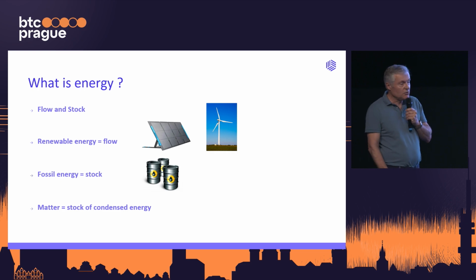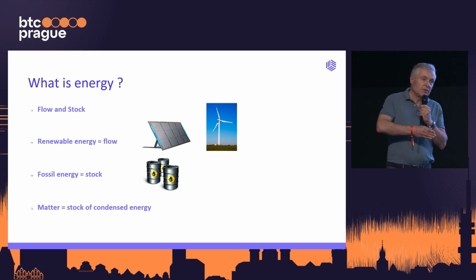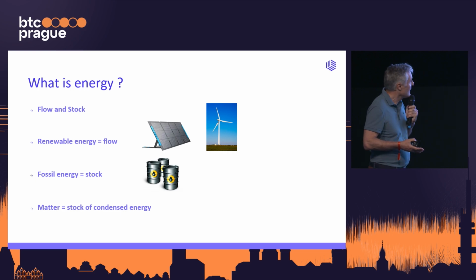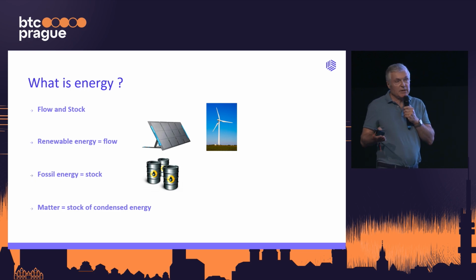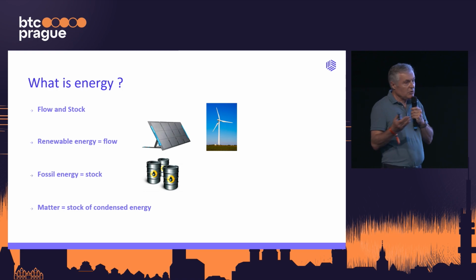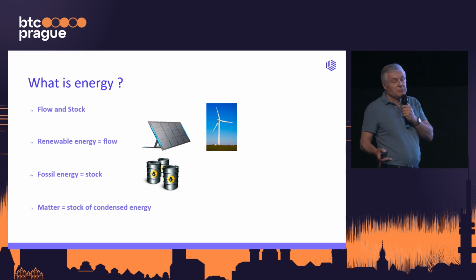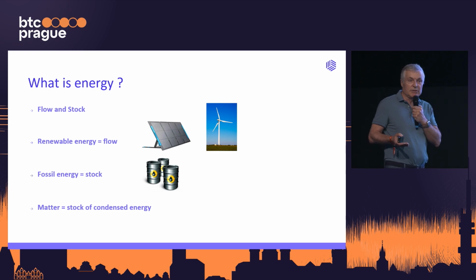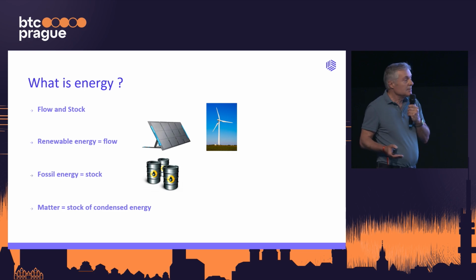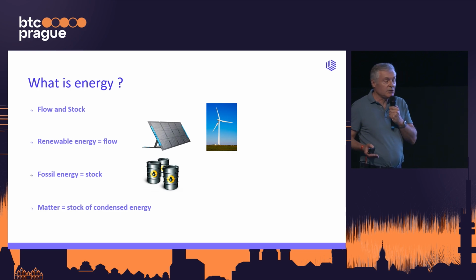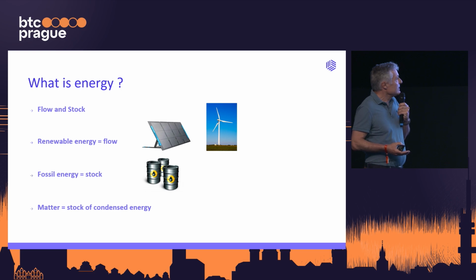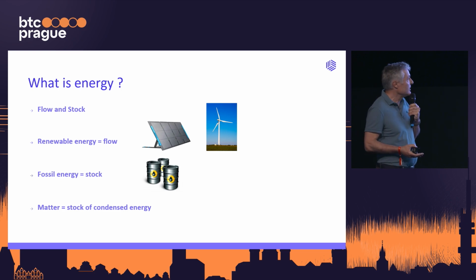It comes in many forms, but we tend to categorize energy between flow and stock. So flow of energy is typically your work. It can be wind, it can be solar energy. Sometimes people call it renewable energy, although you know now that it makes absolutely no sense because energy cannot be destroyed. So it's just the flow of energy. And you have stocks of energy like fossil fuel, oil and gas.